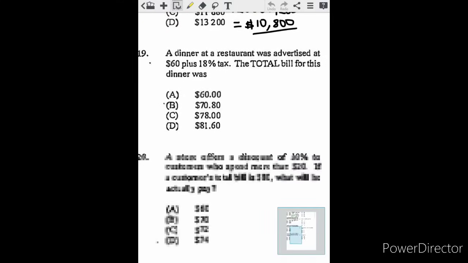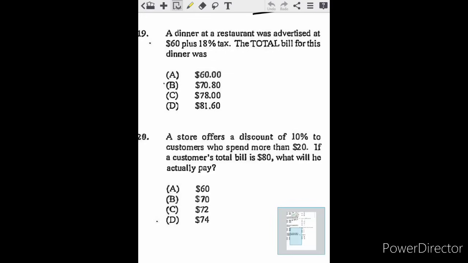Question 19. A dinner at a restaurant was advertised at $60 plus 18% tax. The total bill for this dinner was... So, from our question, we know that the dinner was advertised for $60 plus we paid an 18% tax. So that's 18% of 60 plus the 60. So we need to find that 18% of 60.